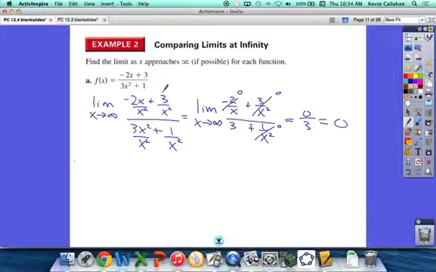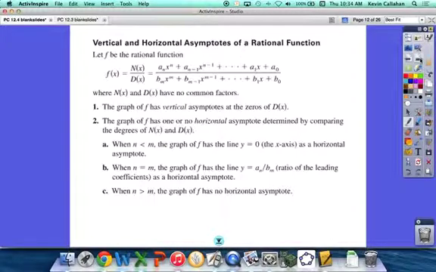That's a horizontal asymptote. And that's all limit as x approaches infinity is. It's the end behavior, basically. We saw this before. This is taken from chapter 2 when we did vertical and horizontal asymptotes of rational functions. These were the rules.